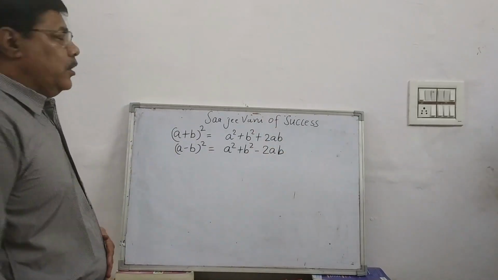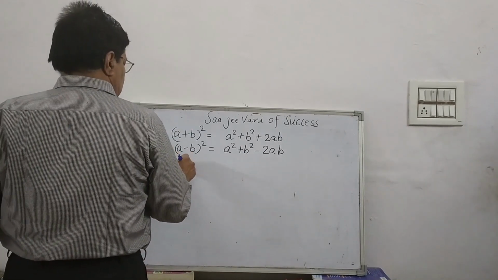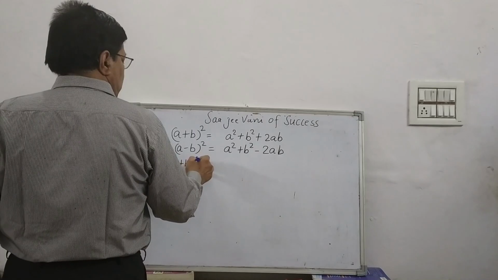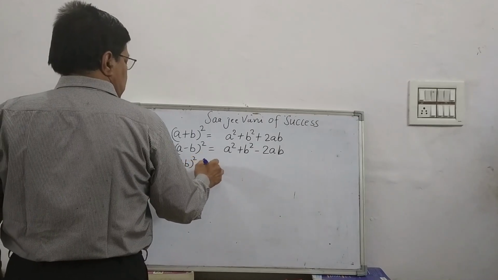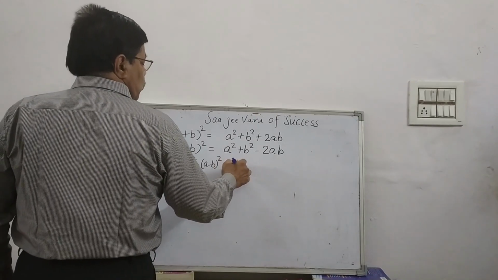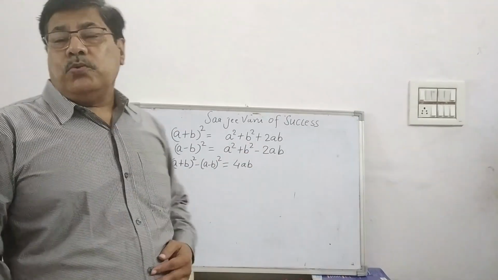Clear? Okay. Now suppose you subtract this from this, what will come? a plus b whole square minus a minus b whole square. So your answer will be 4ab. You can use this directly.